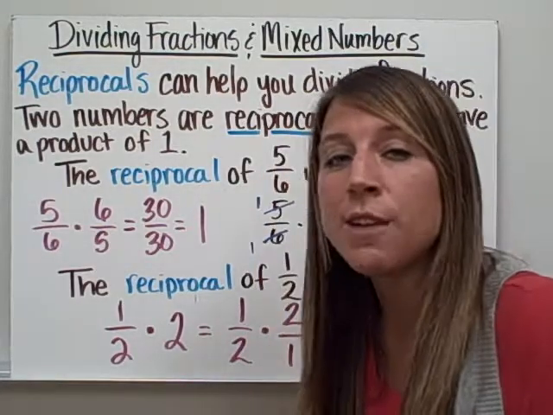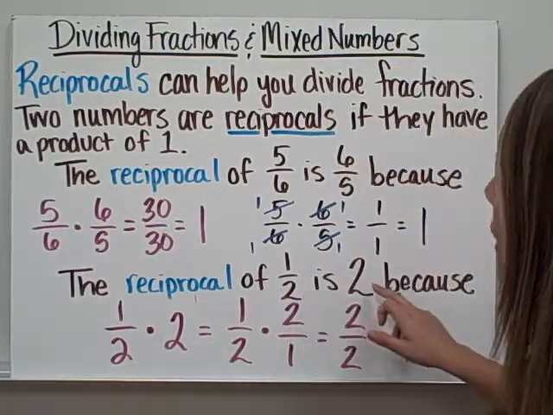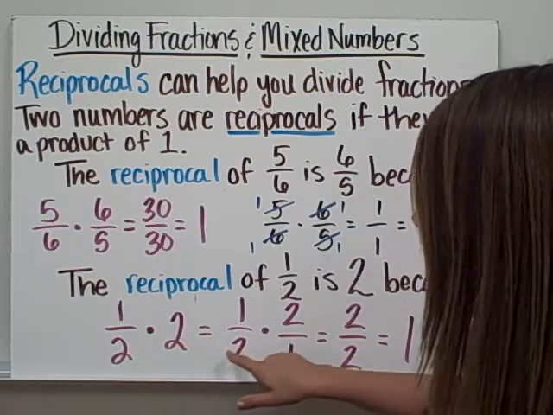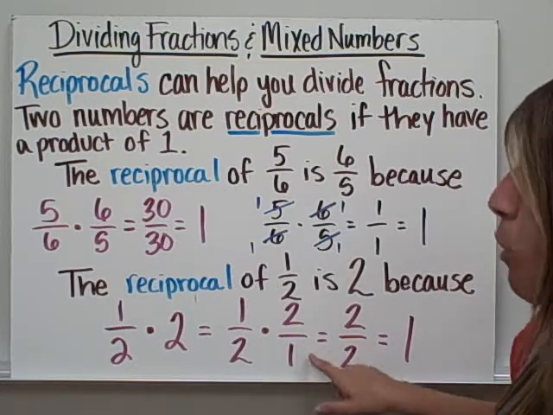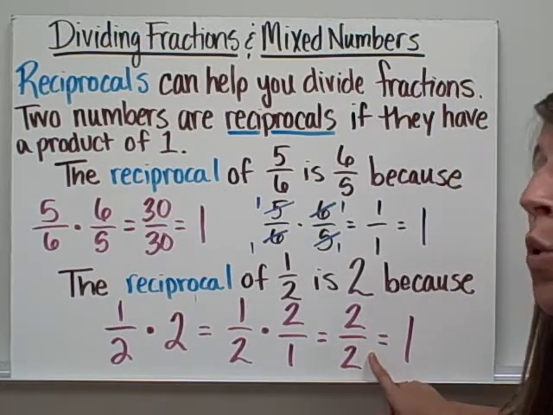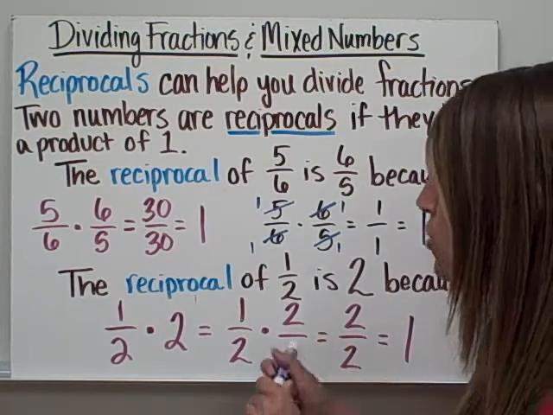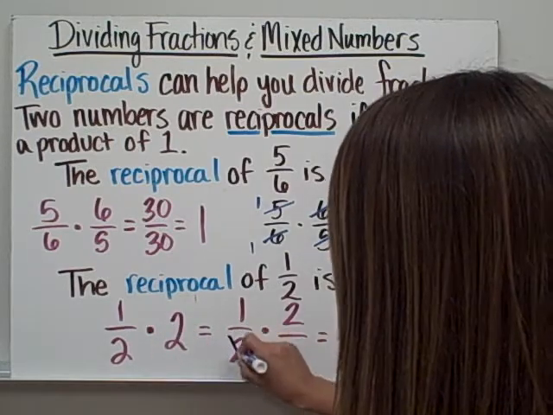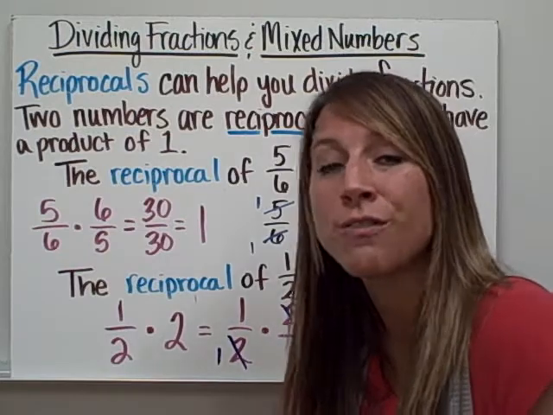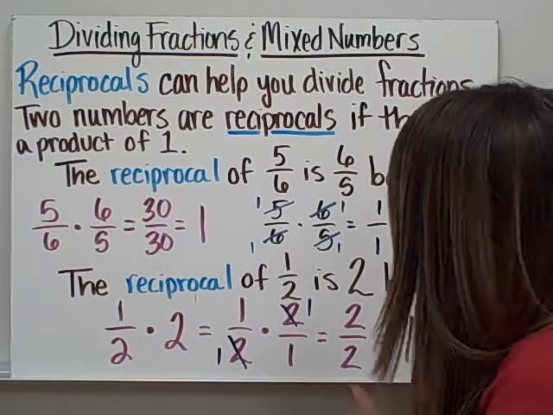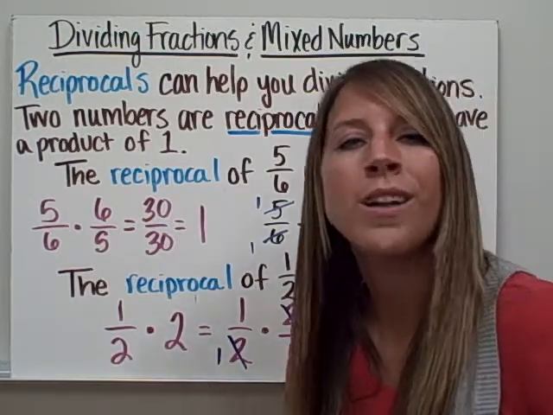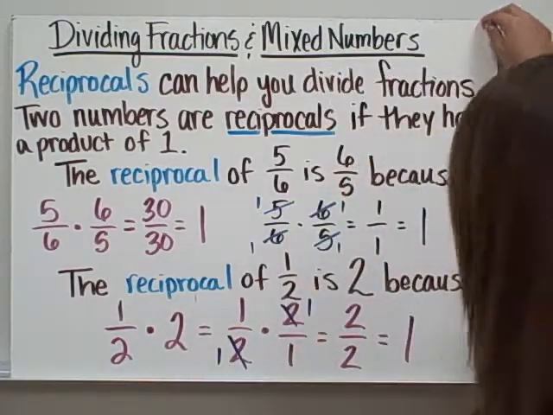Another example of a set of reciprocals would be 1/2 and 2. 1/2 times 2 comes out to look like 1/2 times 2 over 1. And when we multiply them straight across, we can get 2 over 2, which is 1. We could also cross cancel these if we felt comfortable with that. 2 and 2 share a factor of 2. So 2 goes into itself once, goes into itself once. 1 times 1 is 1. 1 times 1 is 1. 1 over 1 is equal to 1.